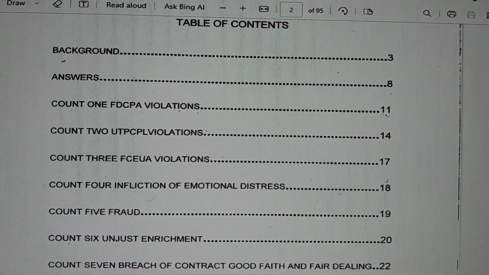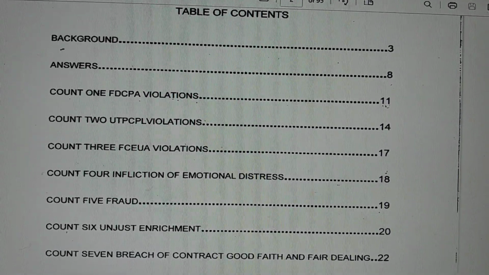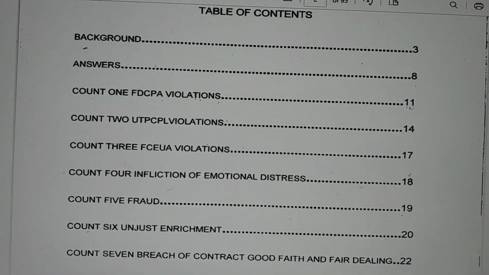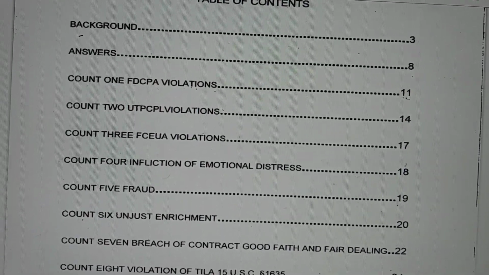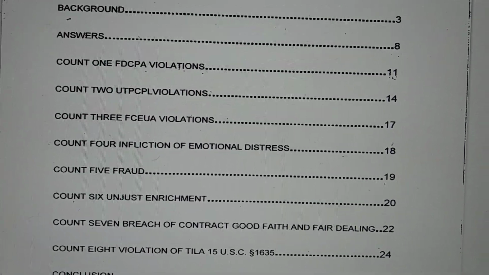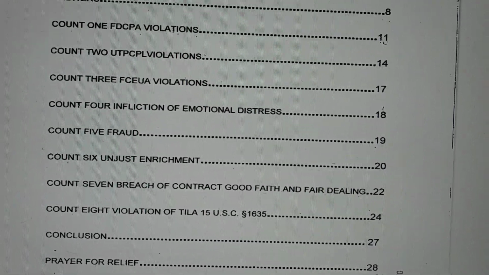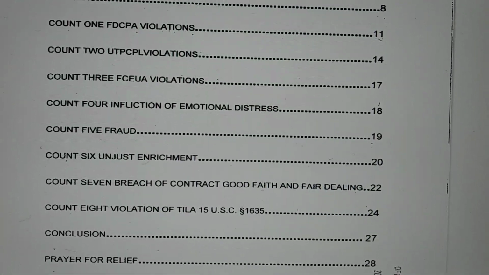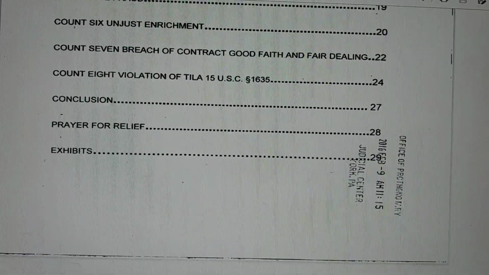So you can see table of contents, you got background, answers, count 1, FDCPA violations, count 2, UTPCPL violations, count 3, FCEUA violations, count 4, infliction of emotional distress, count 5, fraud, count 6, unjust enrichment, count 7, breach of contract, good faith and fair dealing, count 8, violation of TILA, conclusion, prayer for relief, and exhibits.